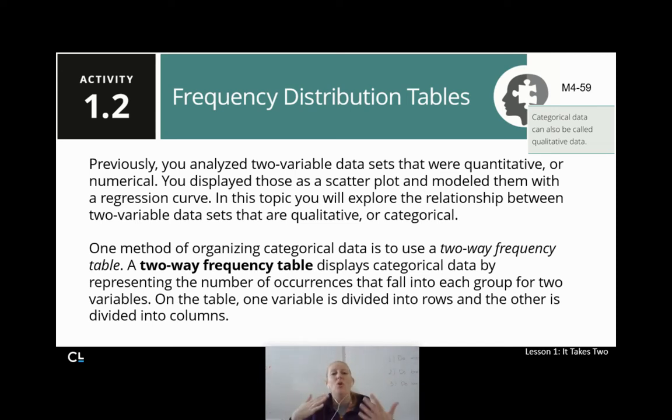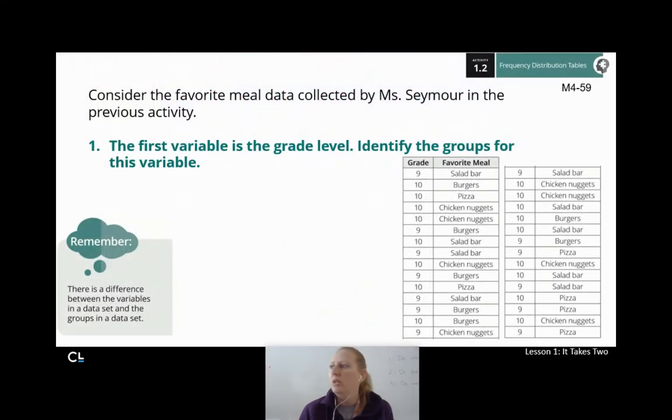On the table, one variable is divided into rows and the other is divided into columns. So we're going to consider our lovely table here from Miss Seymour. I still have it on my page just for you. The first variable is the grade level, because we've got two variables. Real quick, can you just identify the two groups, the two categories in our grade level? Hit pause, write it down, hit play to check your work.